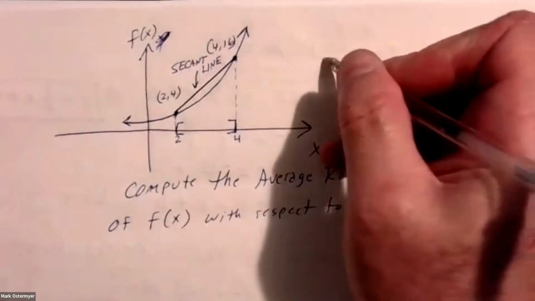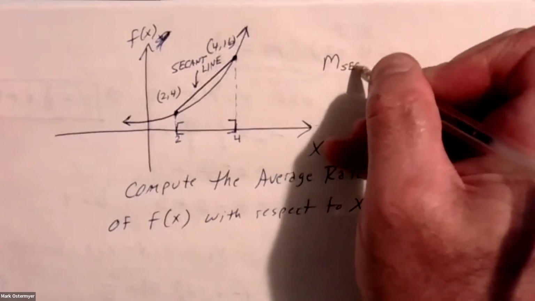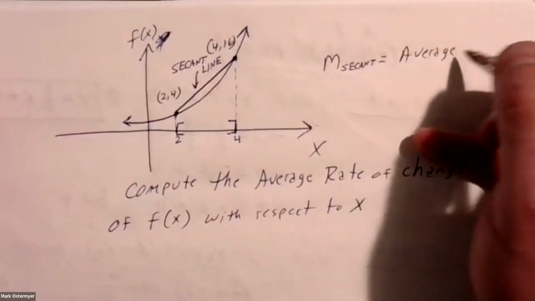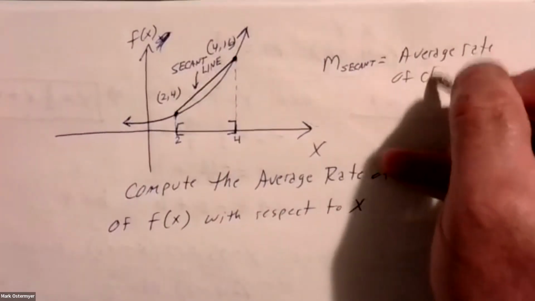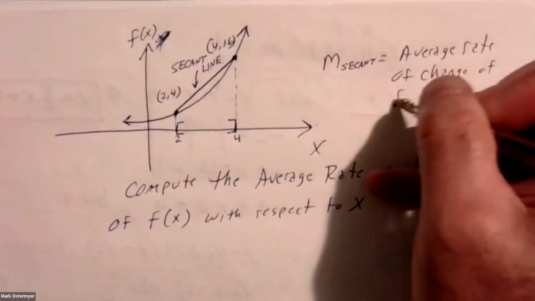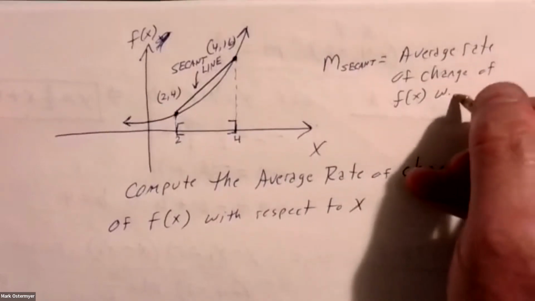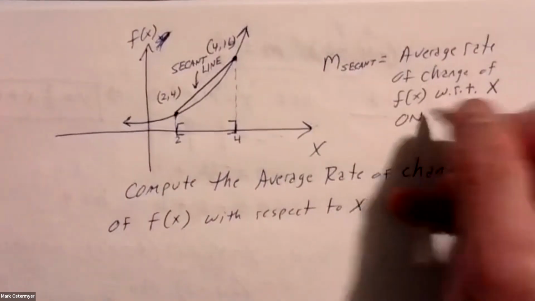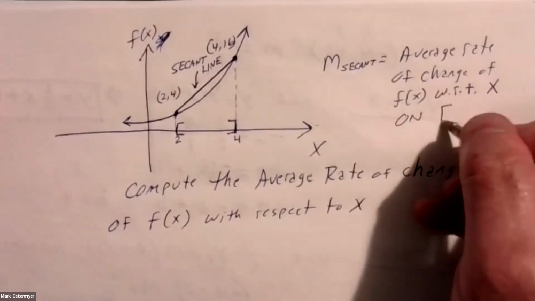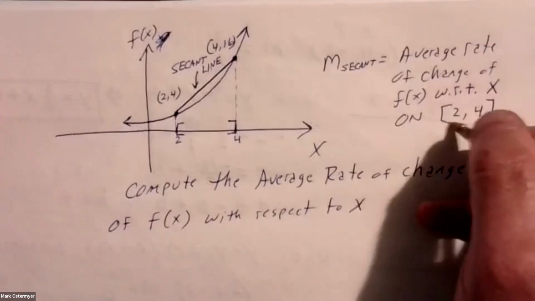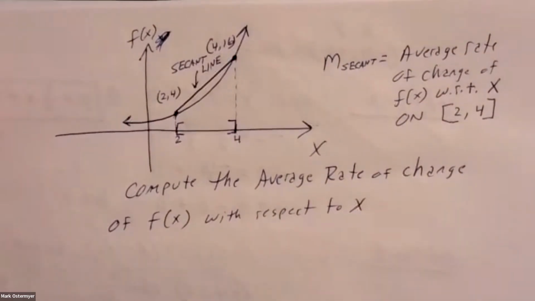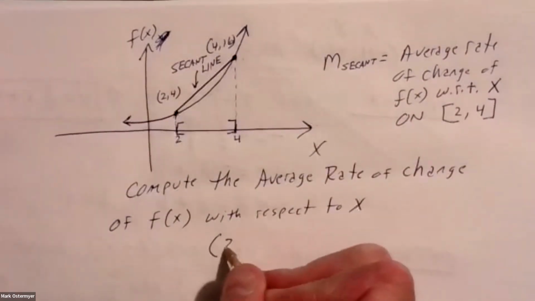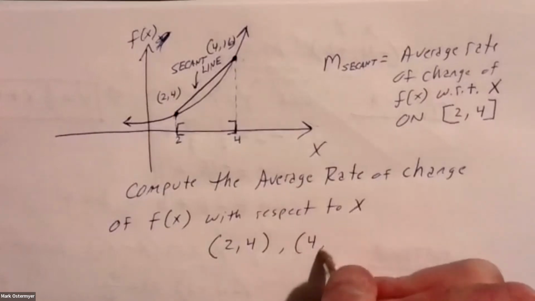So as it turns out, the slope of this secant line is equal to the average rate of change of f of x with respect to x on the interval of 2 to 4. Okay. So all we gotta do is find the slope of this line segment. Well, we got 2 points on the line segment, don't we? And the 2 points are (2, 4) and also (4, 16).